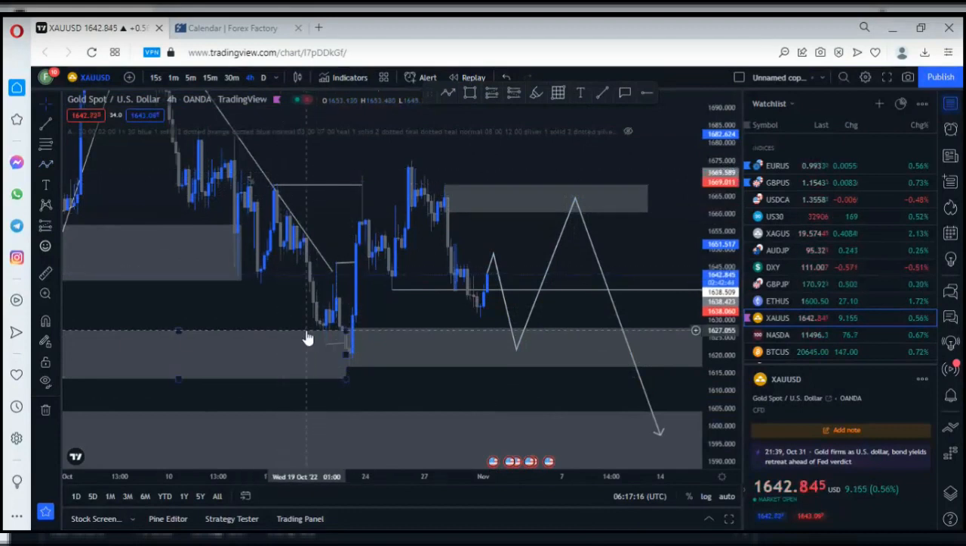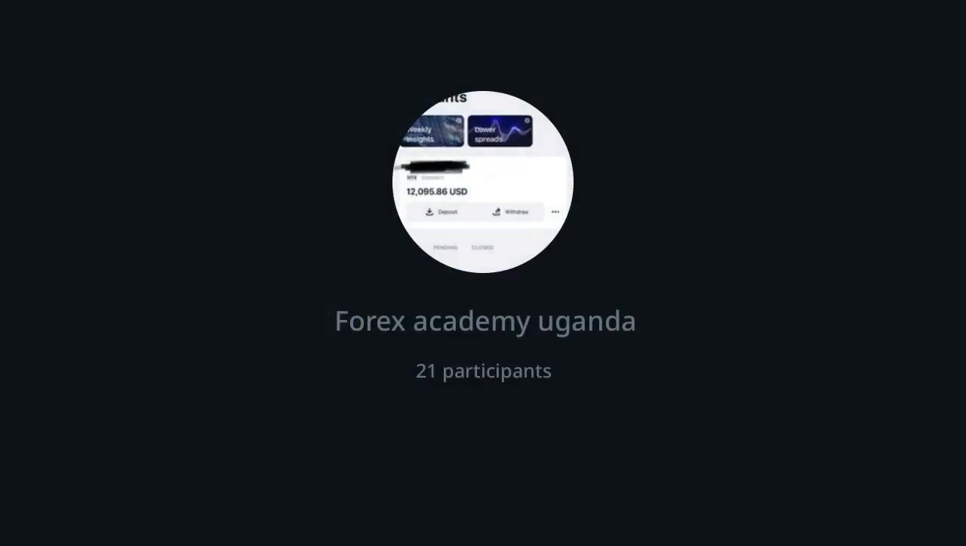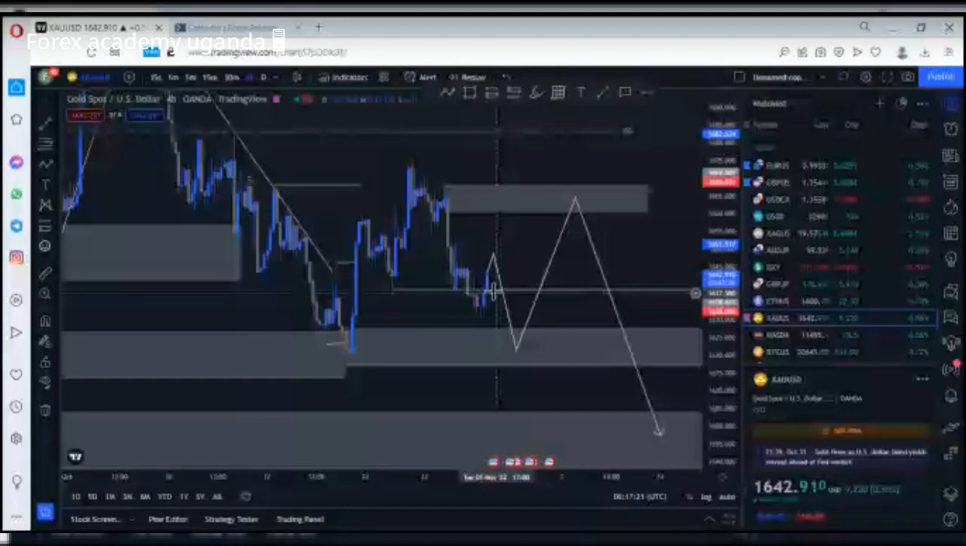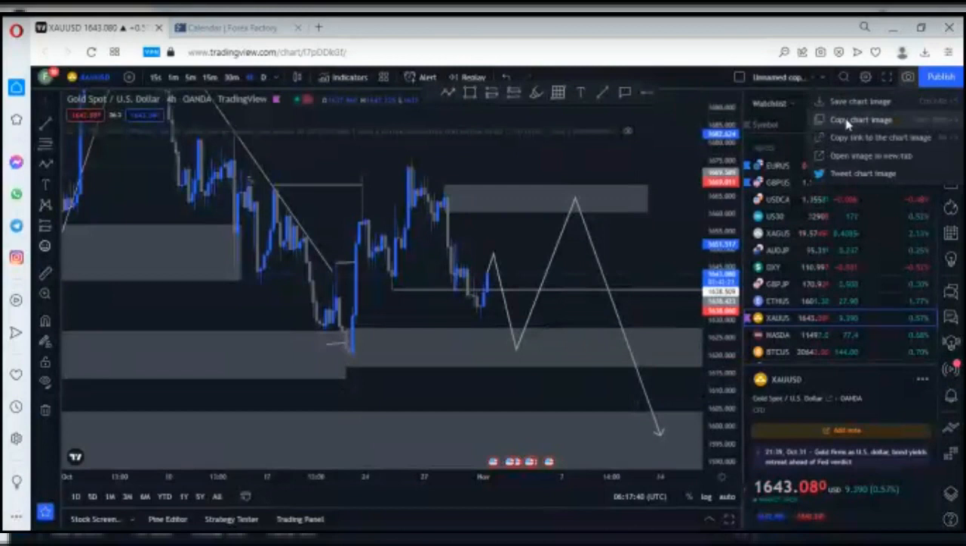But because USD and GBPUSD, we're anticipating buys, so we should also anticipate buys on gold, although at times they don't correlate. But then when both USD, GBPUSD, and US30 are going in the same direction, gold will go in the same direction as well. So let me drop these two in the chart and the group.